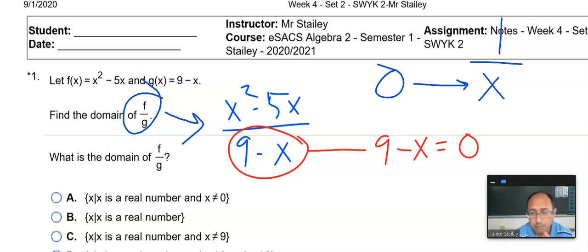Big things, implosions, explosions, the world ends. Okay? Not a good thing. You cannot divide by 0.